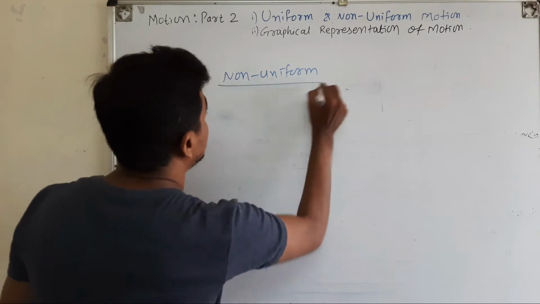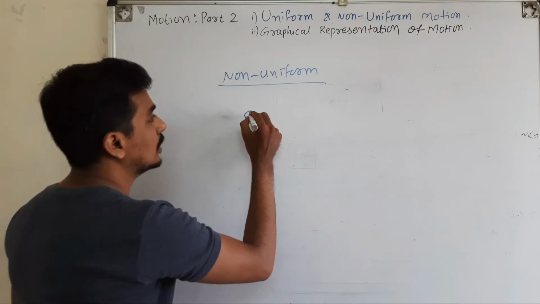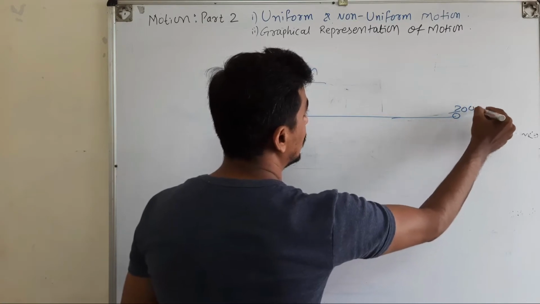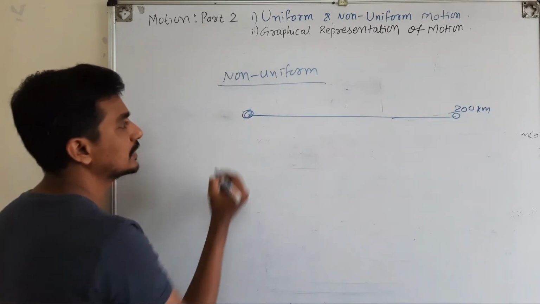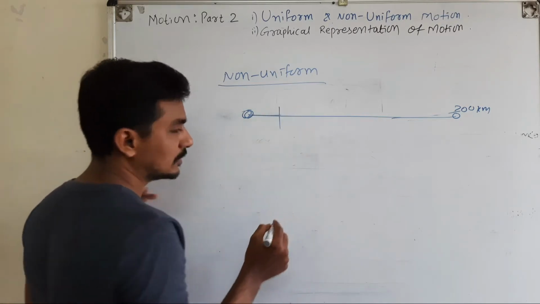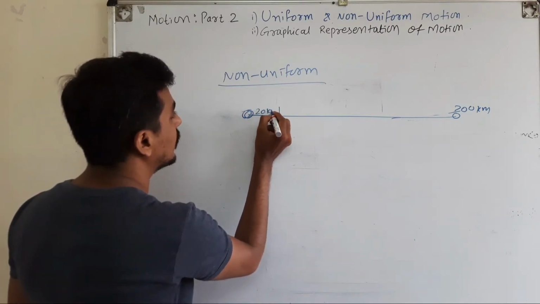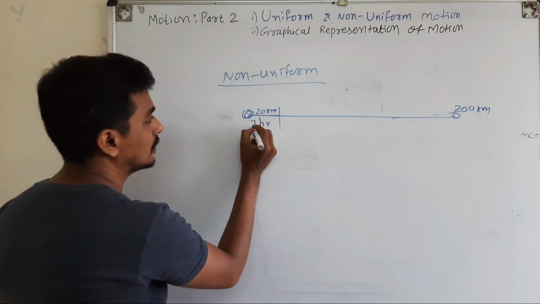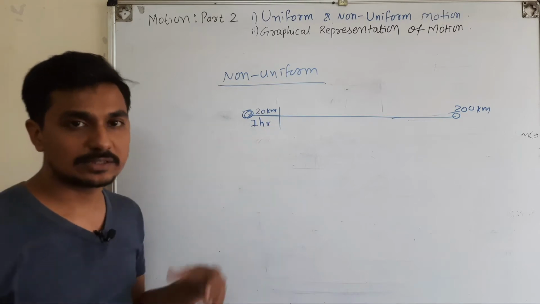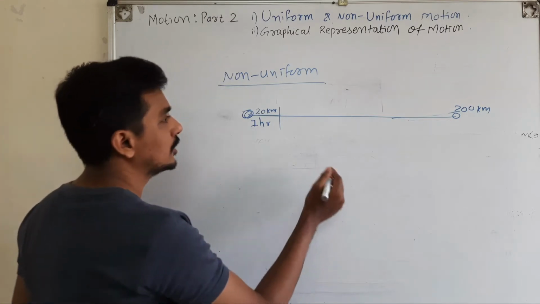Here the non-uniform motion means, suppose from your home you are going to cover a total distance of, let us say, 200 kilometer. You are starting from your home with 0 distance. Now suppose on going from your home out of the city, you are covering 20 kilometer in 1 hour, because there is traffic. So that's why it will take some time, either half an hour or 1 hour, to go out of the city. Now you are on a highway.